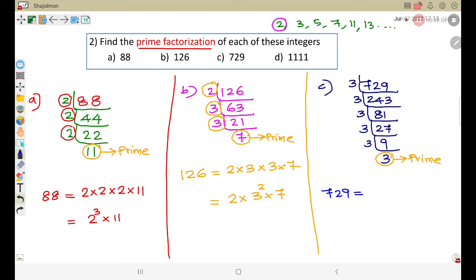729 equals, what are the factors? 3, 3, 3, 3, 3, all are 3, correct? How many times? 1, 2, 3, 4, 5, 6 times. So how can we write 6 times 3 coming? So 3 power 6. Okay, that is the number 729. That is the prime factorization. I hope you understood this one.